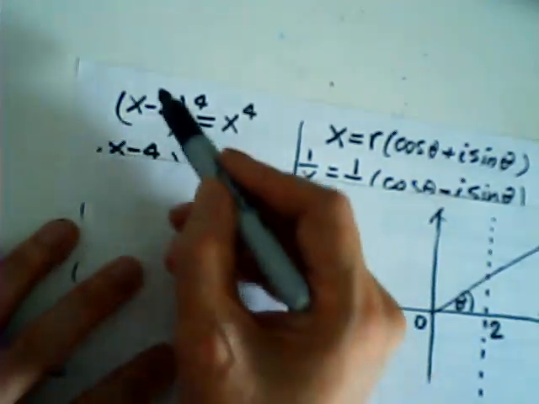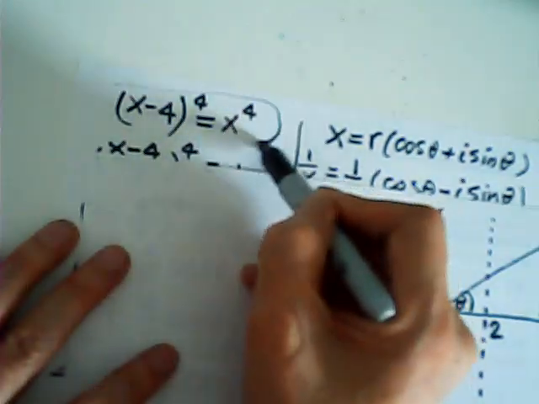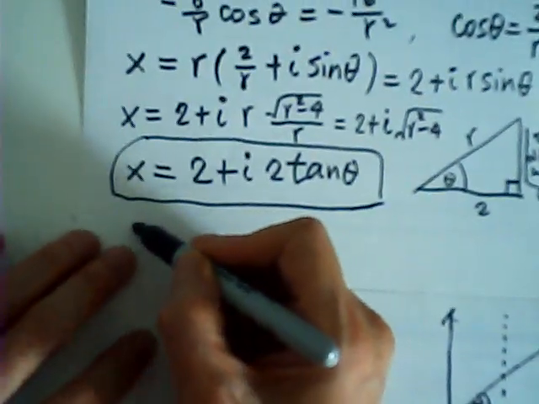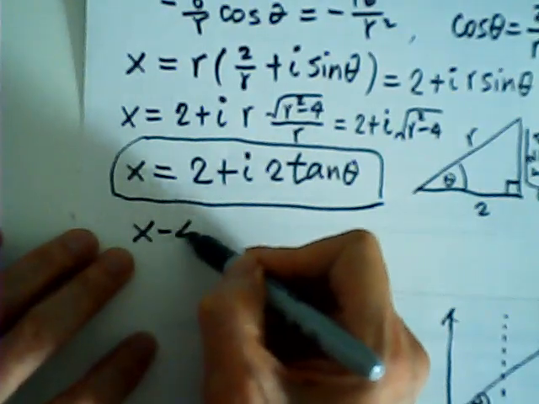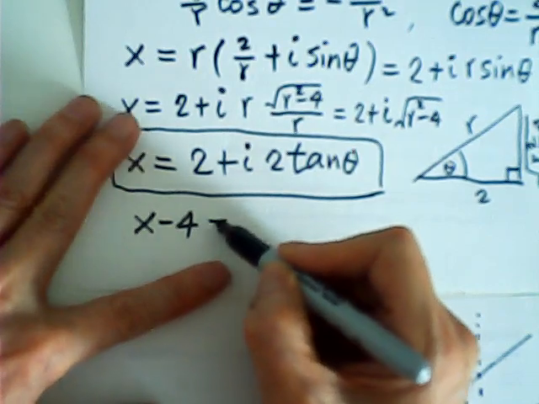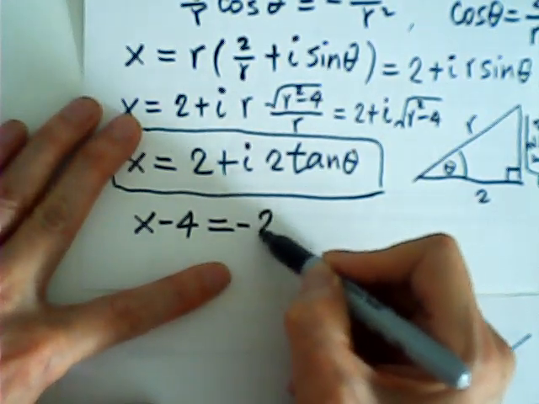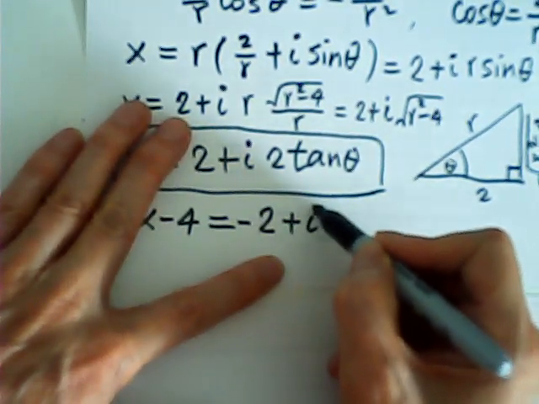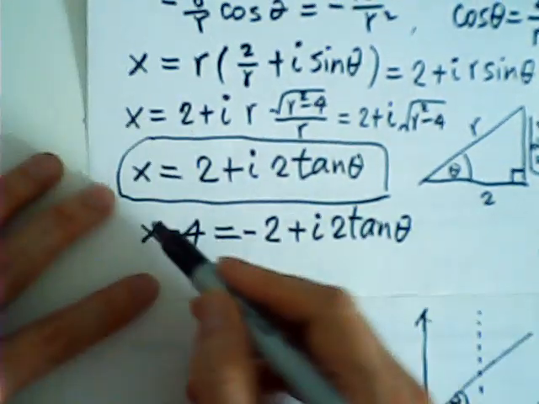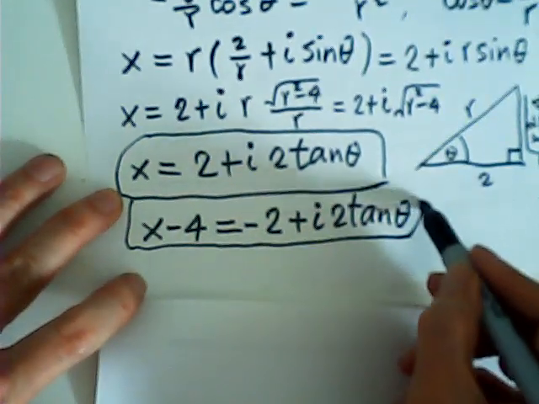Now then we have to go back to the original equation, that equation. We have to use x minus 4. So x minus 4 will be equal to negative 2, right? Plus i 2 tangent theta. So this is my x minus 4.